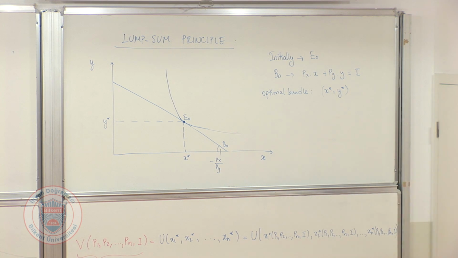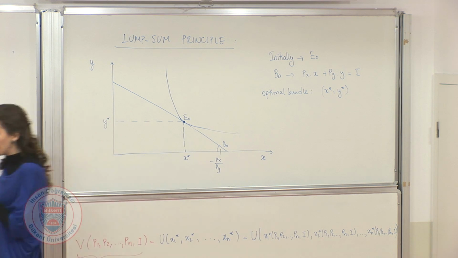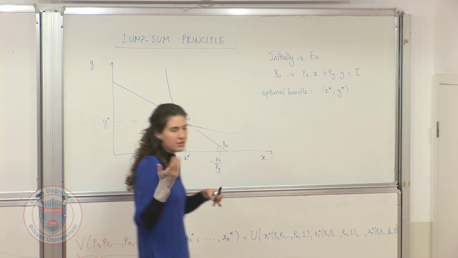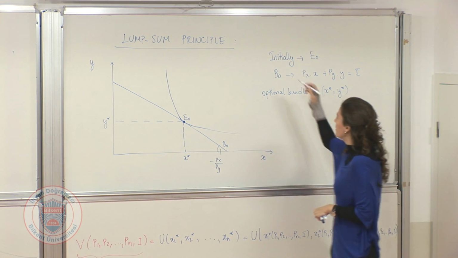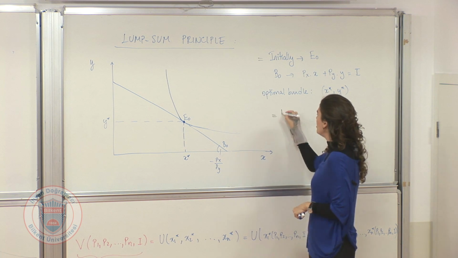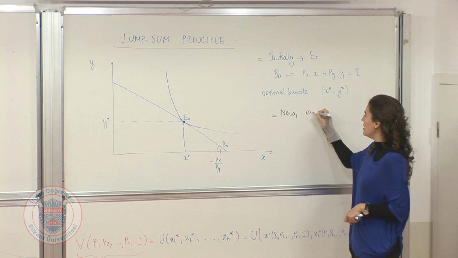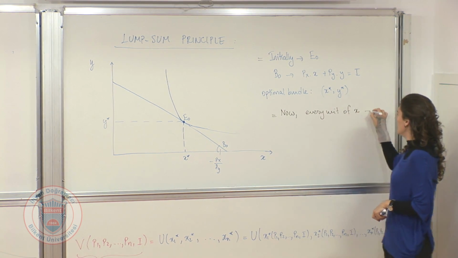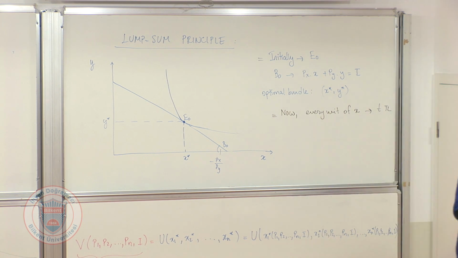Now, let me introduce a tax. Suppose good X is, let's say, cigarettes or whatever. Now you introduce a tax. Suppose for every unit of X, you put a tax of T Turkish liras. It could be 1, whatever.